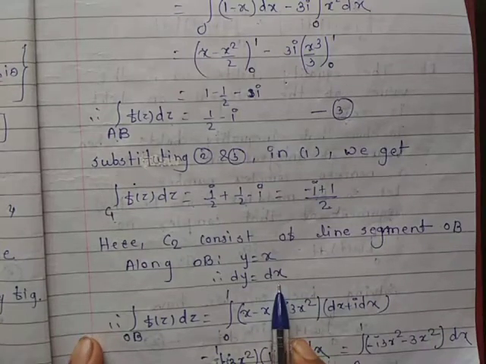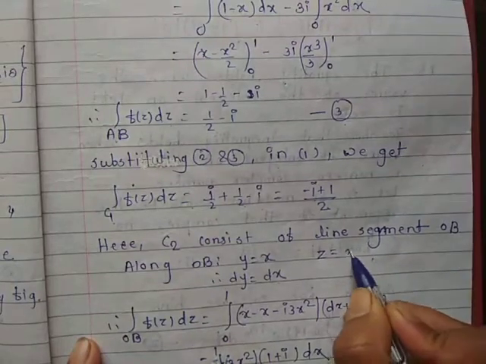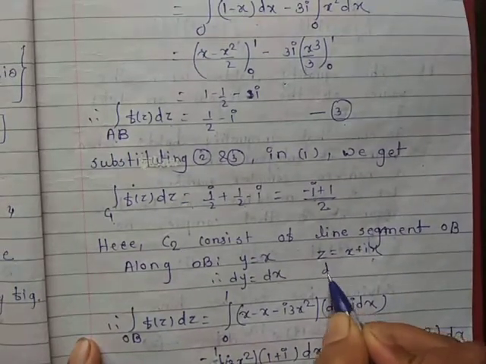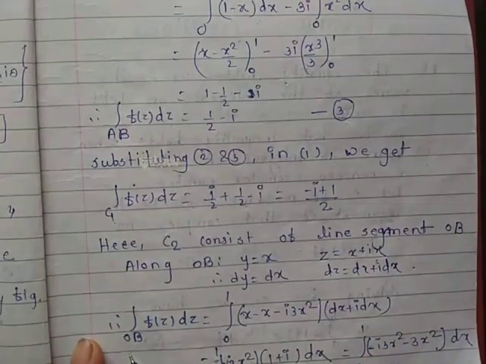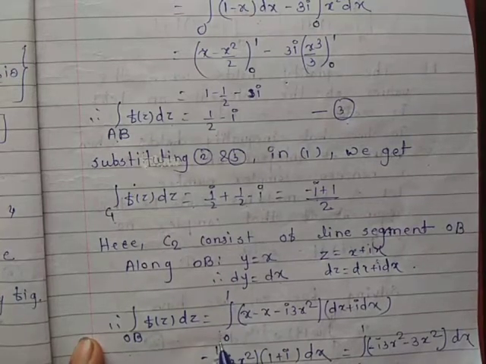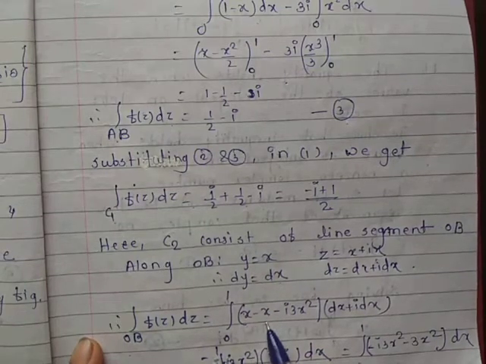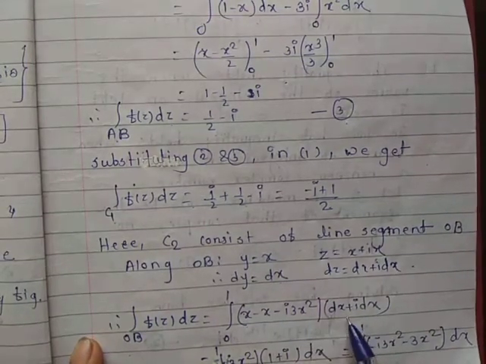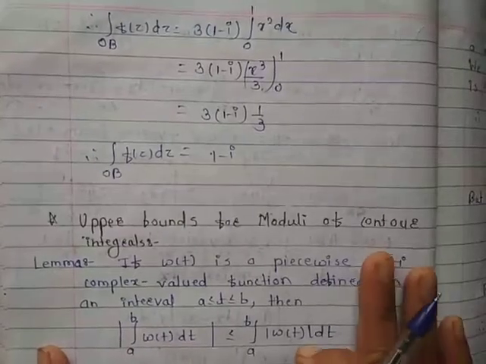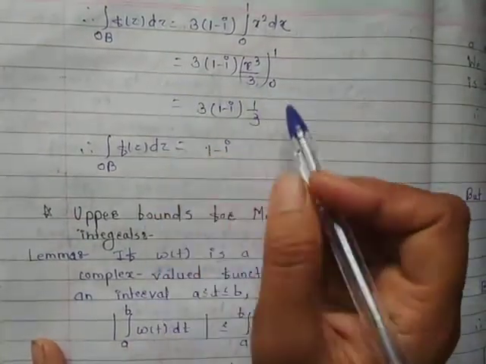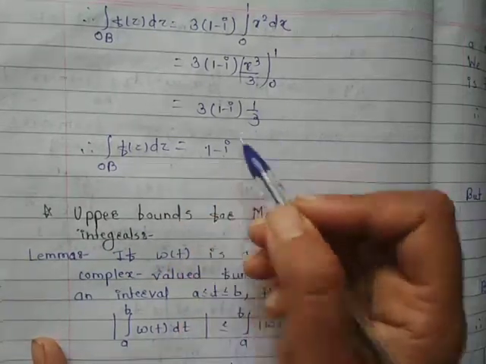So z becomes x plus ix, since y is equal to x, and dz is nothing but dx plus i into dx. So integral over OB of f of z dz is equal to integration from 0 to 1 of x minus i into 3x square dx plus i dx. Solve this integration, you will get integral over OB of f of z dz is equal to 1 minus i.